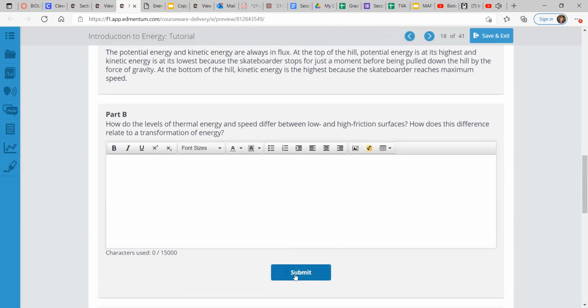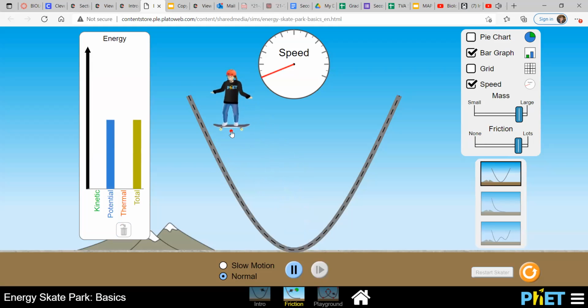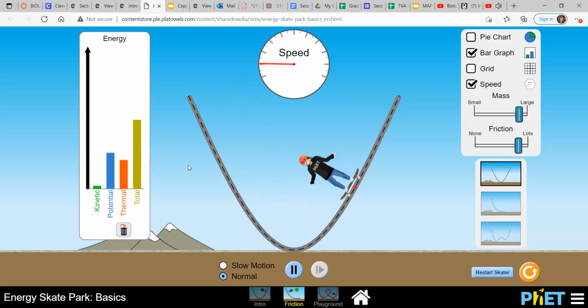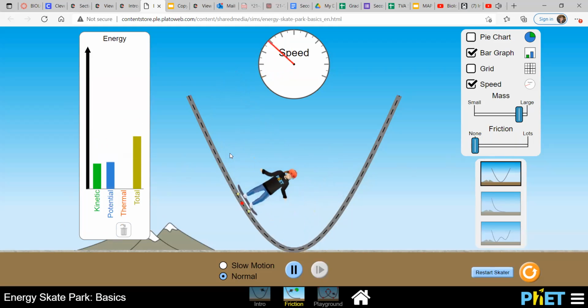How do the levels of thermal energy and speed differ between low and high friction surfaces? How does this difference relate to a transformation of energy? So here we go. Here's a high friction. You notice that the thermal energy keeps increasing, and eventually, that's the only energy form on the bar graph. However, if we reduce the friction entirely, there is no thermal energy without any friction, so all of the energy is converted into potential and kinetic energy.